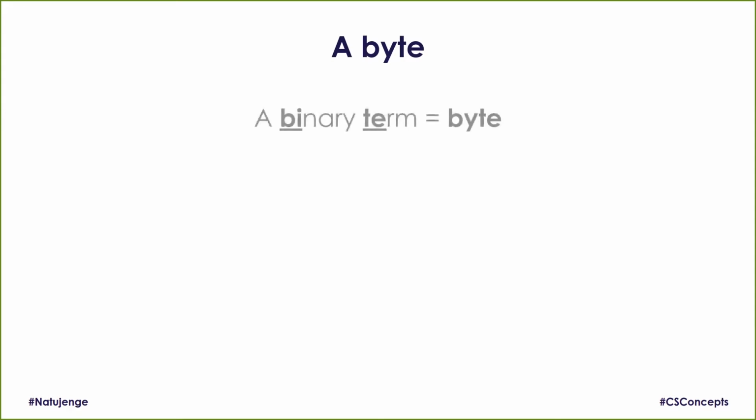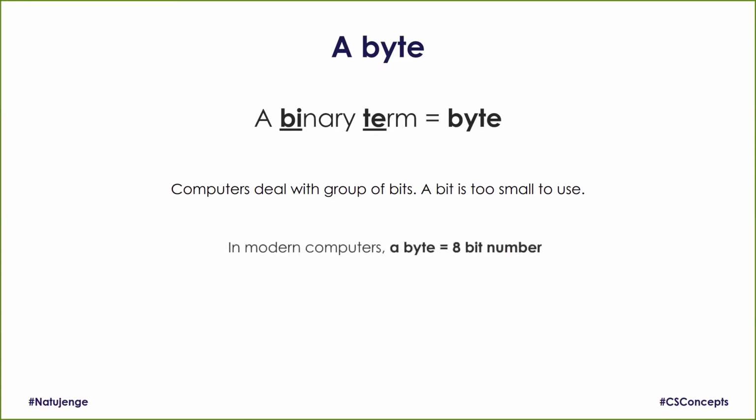A byte is a binary term. We just take the first two letters of each word. We replace the I with Y to avoid confusion with the bit, which we covered in a previous episode. So computers deal with groups of bits. A bit is too small to use within the computer. Now, in modern computers, a byte is an 8-bit number. And this is a worldwide concept that is acceptable in all parts of the world.